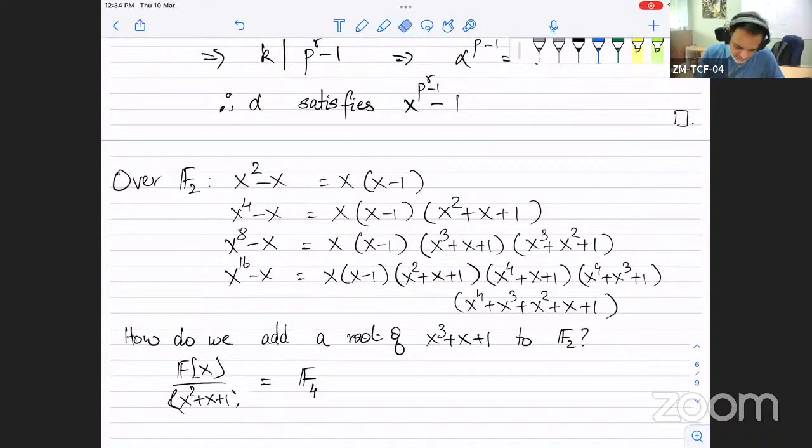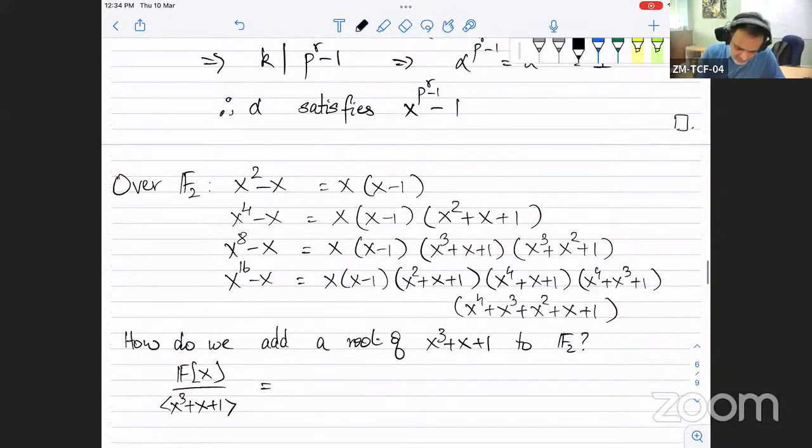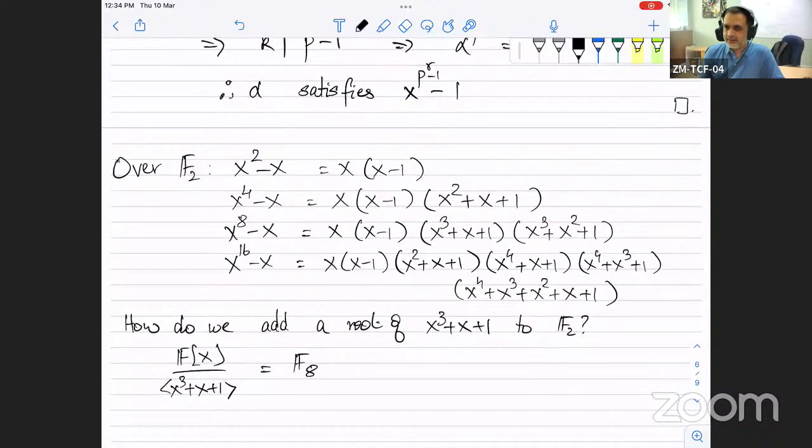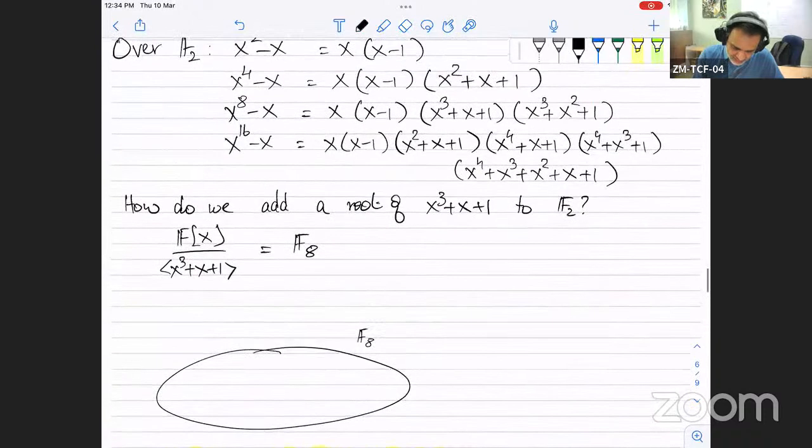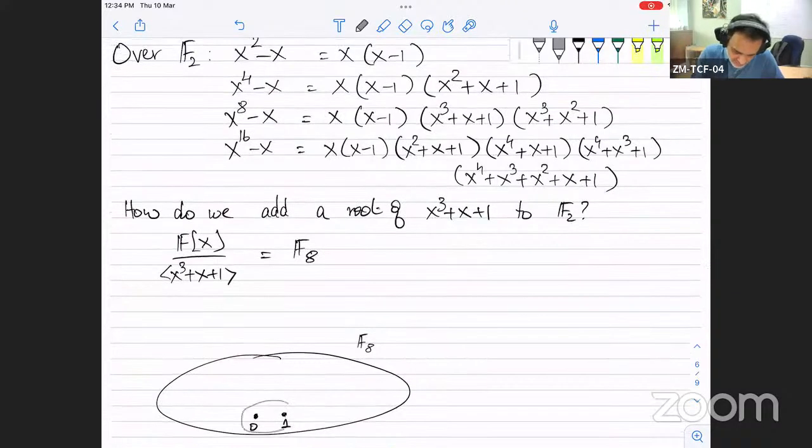Okay, so that will amount to doing x cubed plus x plus 1 here, which was the field F8 that we constructed. So what did we really do? The picture was something like this. The way F8 was constructed was that I had this point 0 and 1. This is my field F2, the base field that I started off with.